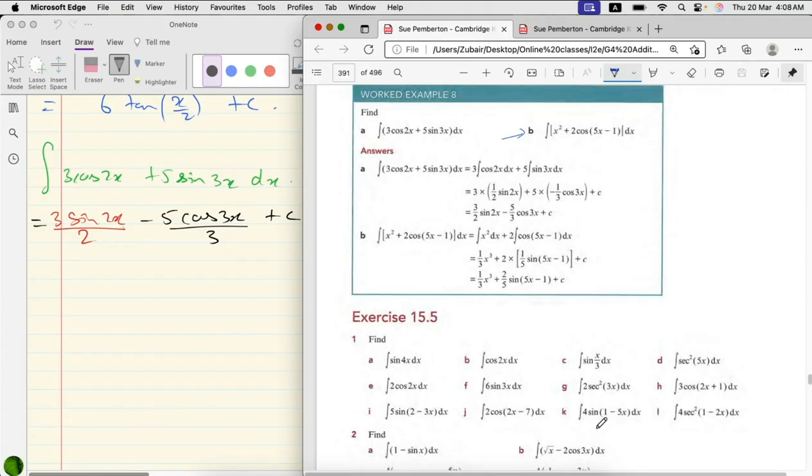B part. Yeah, work solution, B part at the top.